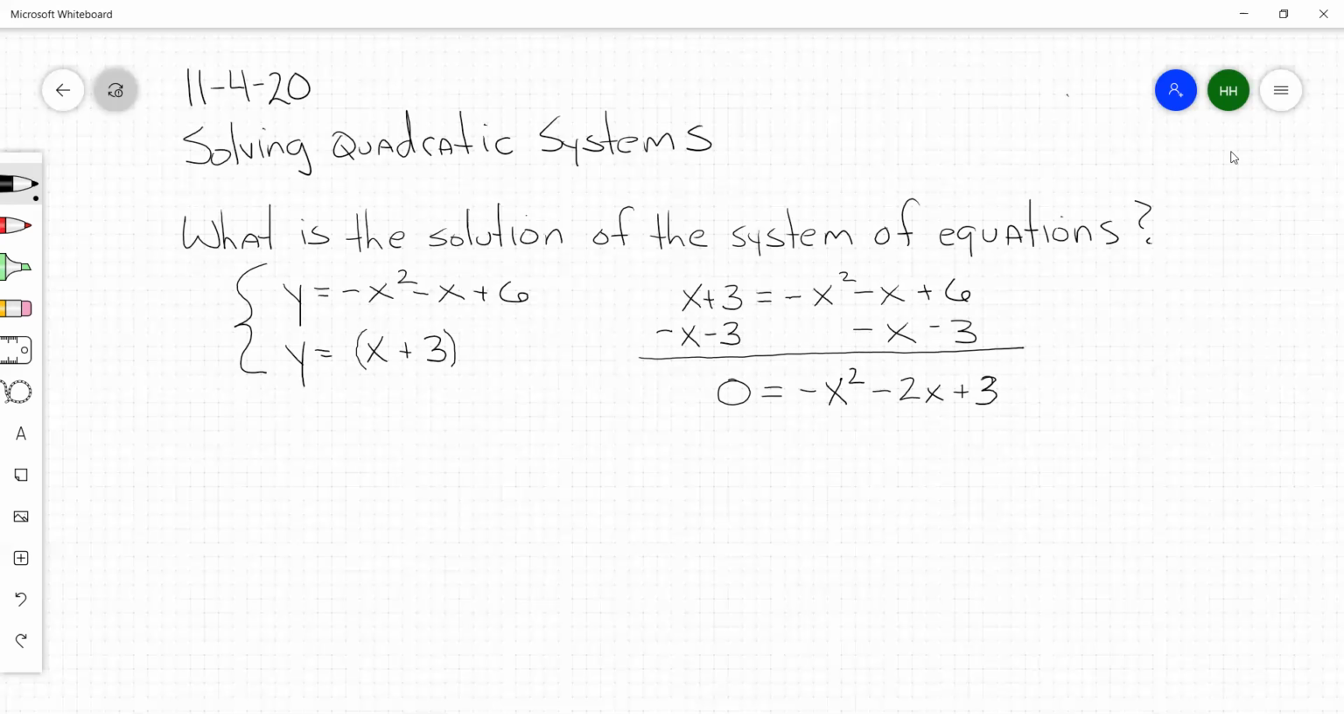Now, since you've got a negative sign in front of the x squared, we're going to get rid of that next. We're going to divide both sides by -1. So on the left-hand side, we get a 0. And what dividing the right side by -1 does is it changes the sign of everything on the right-hand side. So we get x squared, positive 2x, and -3.